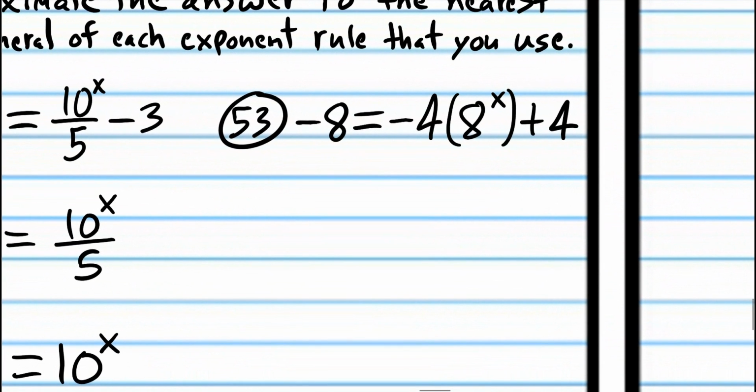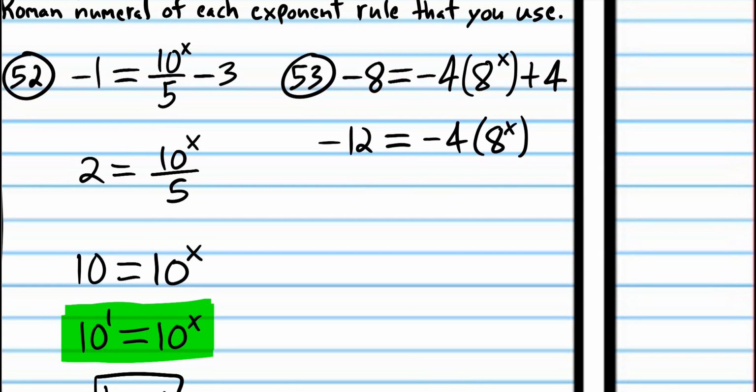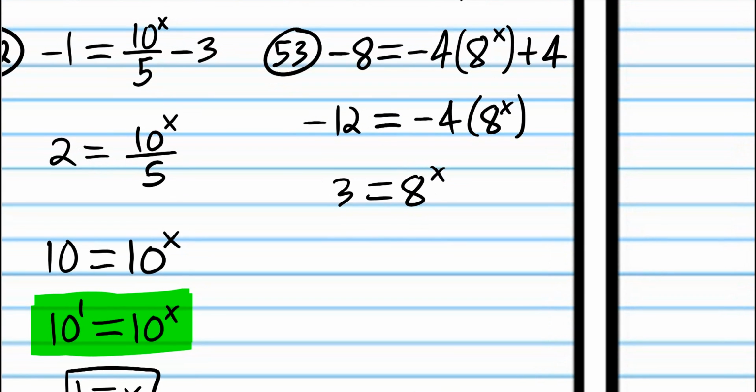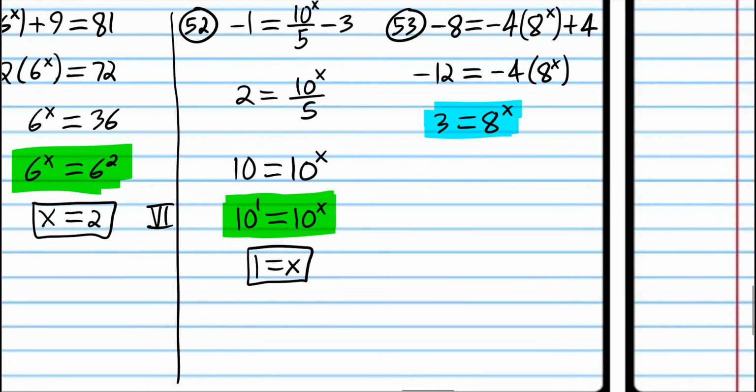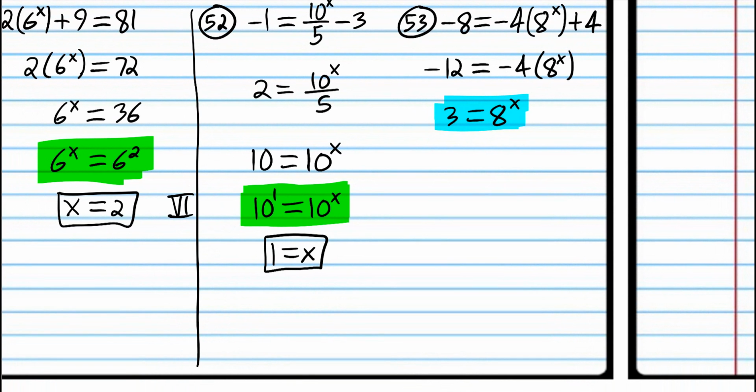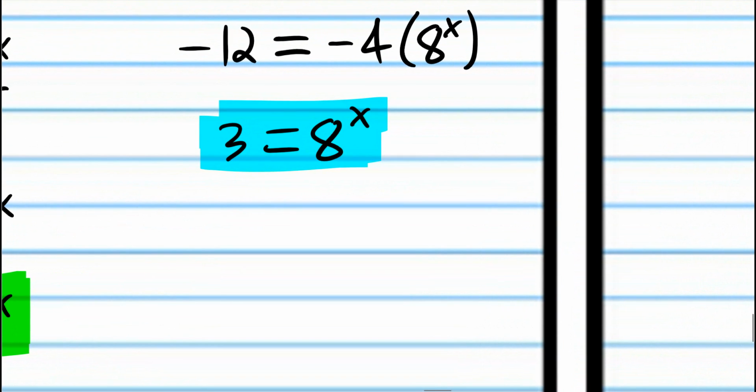We're going to subtract 4 from both sides, and we get negative 12 on the left side of the equation. And then we're going to divide both sides by negative 4, and we get 3 is equal to 8 to the x power. At that point, we need to stop and think, there's something weird going on here. So I'm going to color that blue. You see the green, we did not need calculators for these. But with the blue, it seems that we do need a calculator, because think about it. What power do we raise 8 to get 3? Well, it's just not easy. We need a calculator.